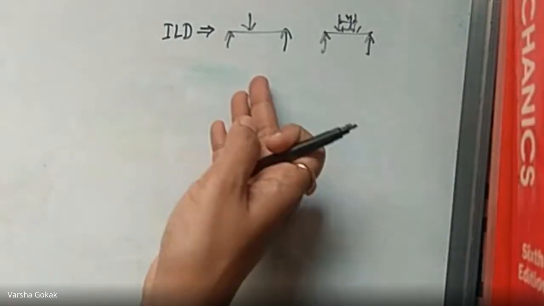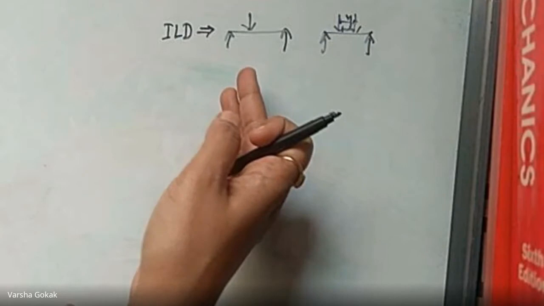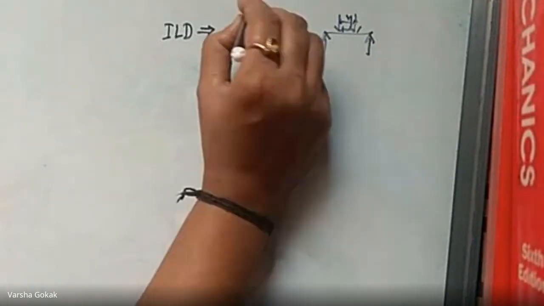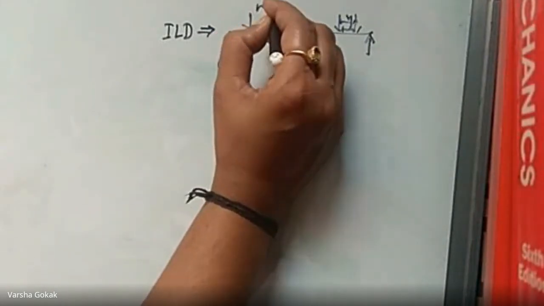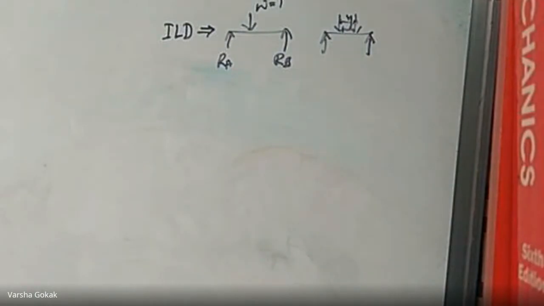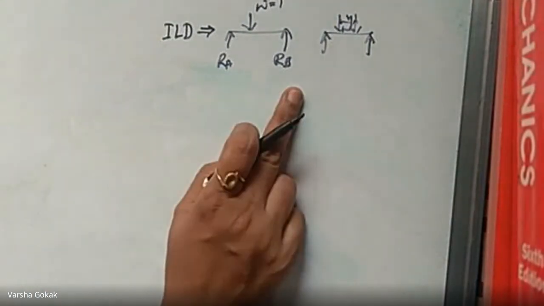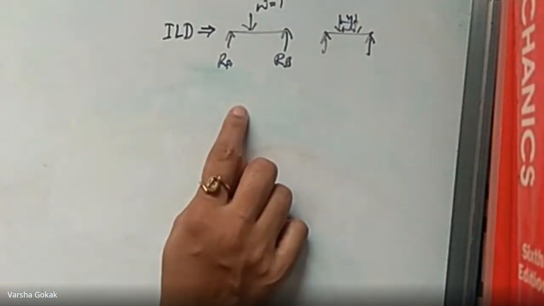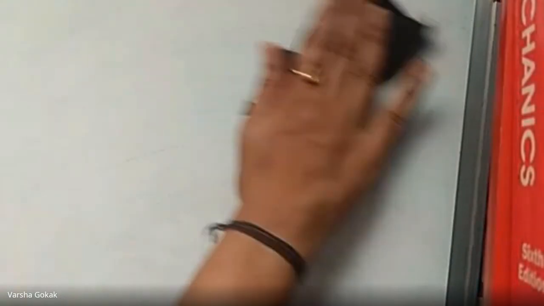derivation. If I give you RA and RB, and here you will have a weight W which is equal to 1, draw the influence line diagram for shear force at A, shear force at B, and maximum shear force, etc. We have already done the standard cases, right? So similarly, today we will take up UDL, that is, uniformly distributed load.